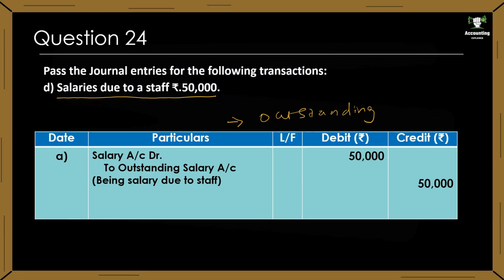First, salary is an expense. So, that has to be debited. Salary account debit 50,000, debited since it is an expense. And this outstanding salary is yet to be paid. We have not paid. So, it has to be credited because it is a liability. Outstanding salary rupees 50,000. And the narration is being salary due to staff.